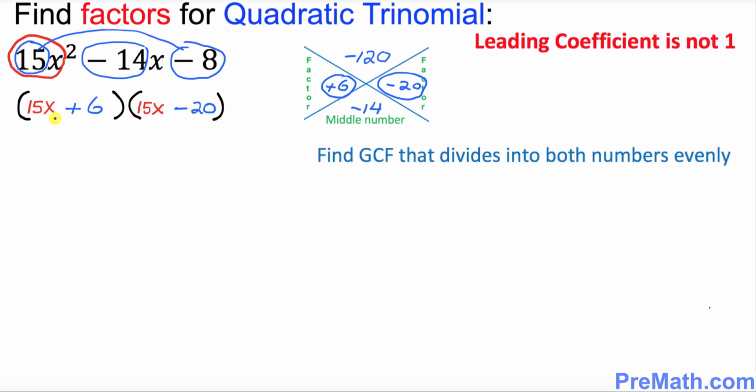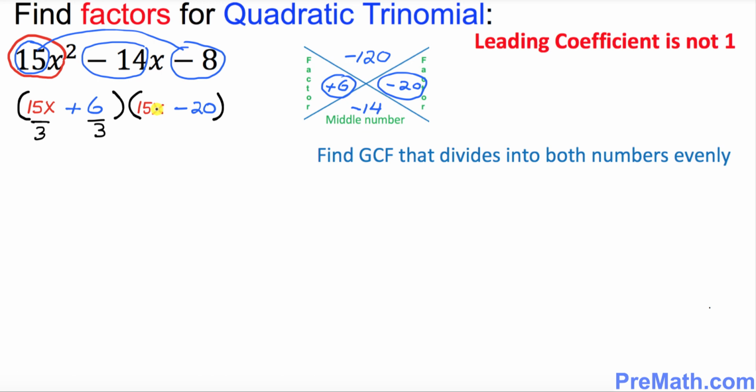Now in the next step, I want you to just focus on the very first parentheses. Look at these numbers, 15 and 6. I want you to find the GCF for these two numbers. GCF means find the largest number that divides into both of these numbers at the same time. So the GCF obviously is going to be 3. So I want you to divide both of these numbers by 3.